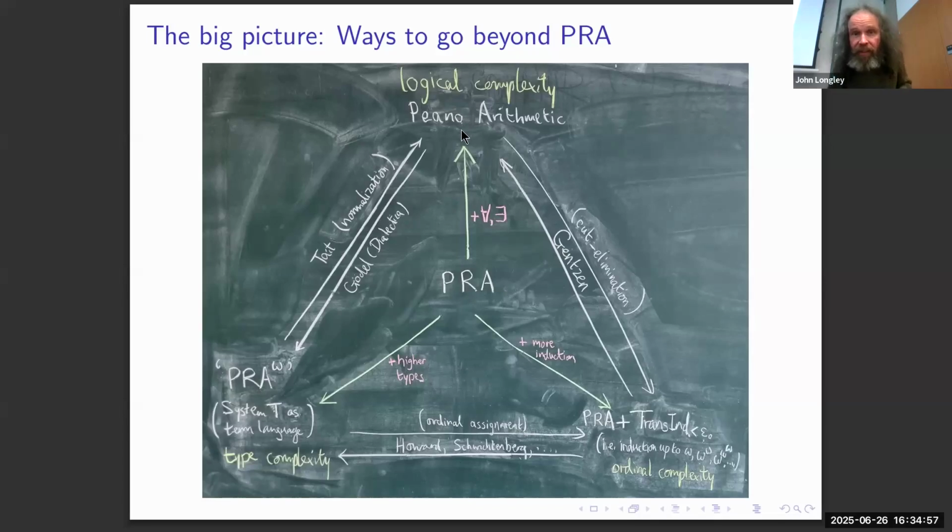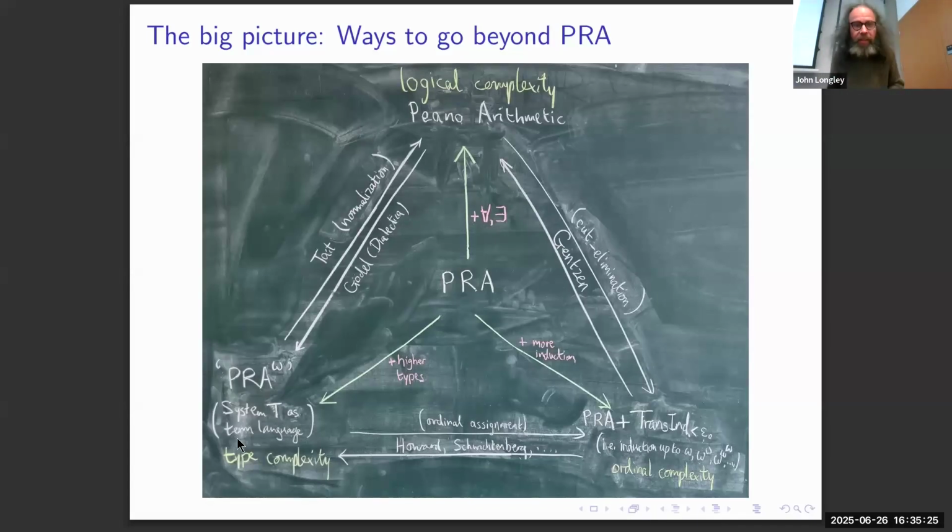One is we can extend it with quantifiers for all and exists. If you're happy with the idea of quantification over the natural numbers, that takes you up to the level of Peano arithmetic. So you can increase the logical complexity of your system, or you can stick with just the propositional operators, and just add in higher types. So we enrich our language into a sort of higher type version of primitive recursion.